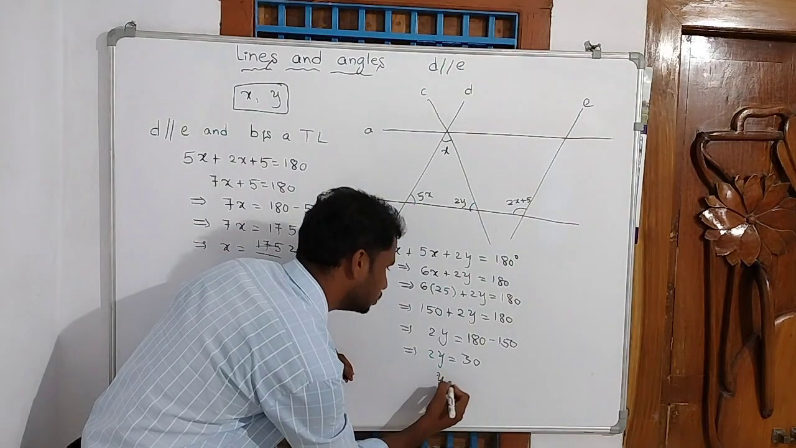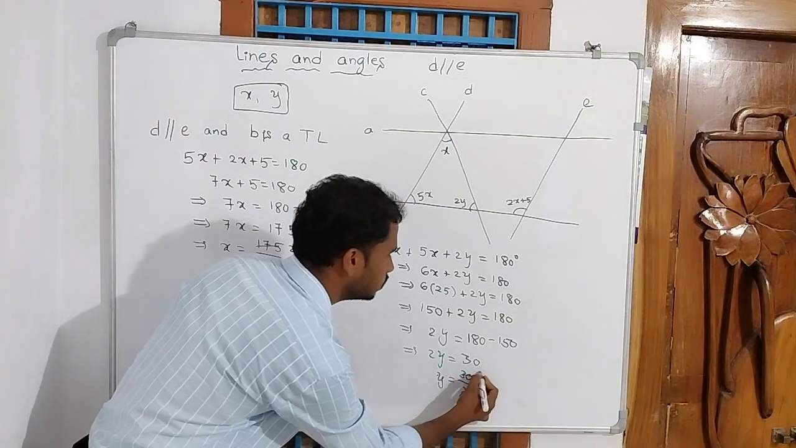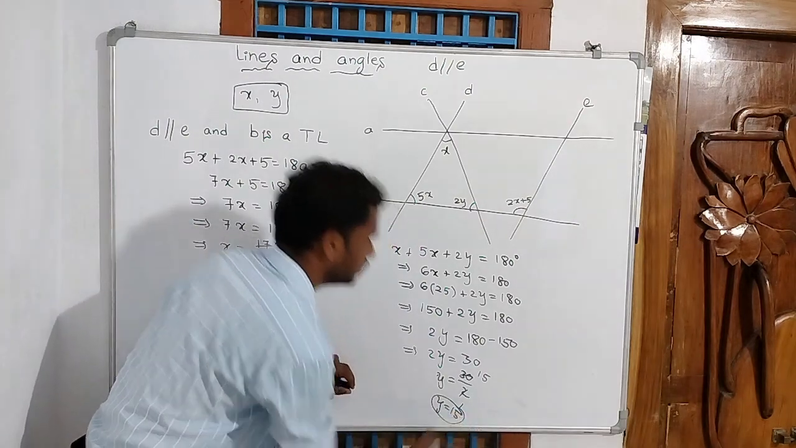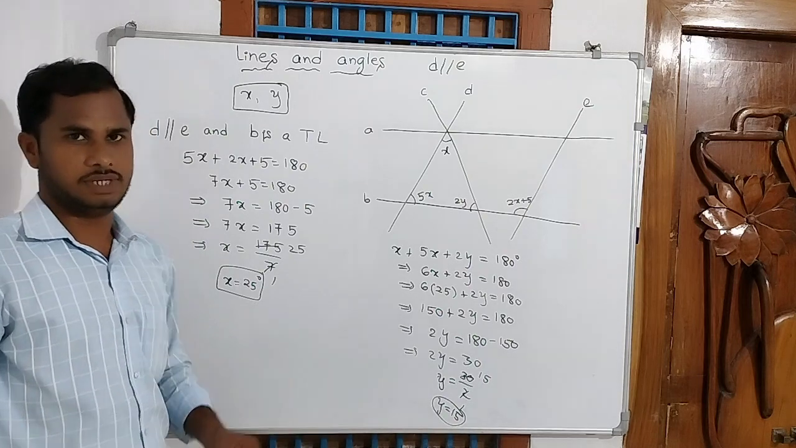Then y is equal to 30 by 2, which is 15 degrees. Okay, x is equal to 25 degrees, and y is equal to 15 degrees.